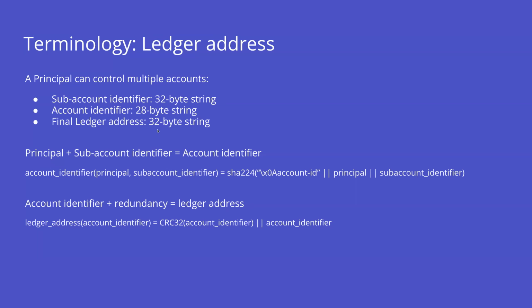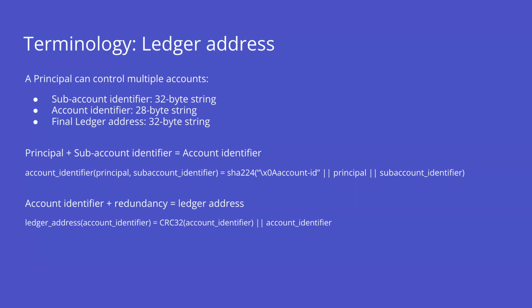So to get the account identifier, you take the hash of the principal and the sub-account identifier with this string in front of it. For those who don't know, a hash is a function that gives you a random output based on the input. But if you put in the same input, you will always get the same random output.